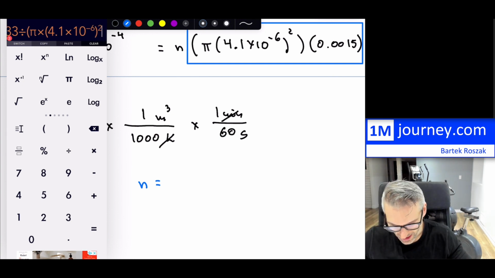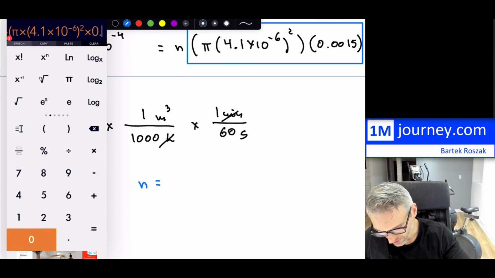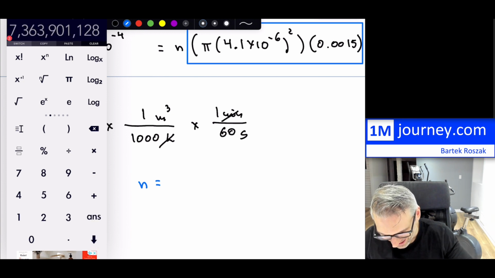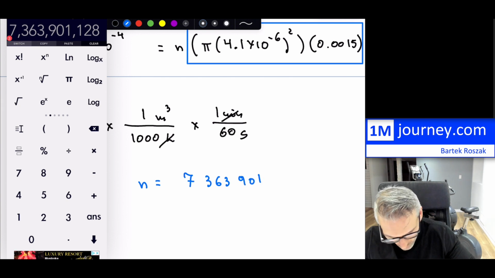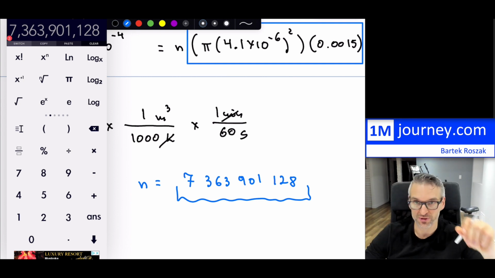Now I have to square that. And after squaring it, multiplied by 0.0015, that's divided by that speed. So now I have everything in brackets equals. And as I said, it's going to get into the billions. So this is 7, 363,901,128. So we're already getting into millions, this is billions. And so that's how many capillaries you would have actually had. It would have to split into that many.